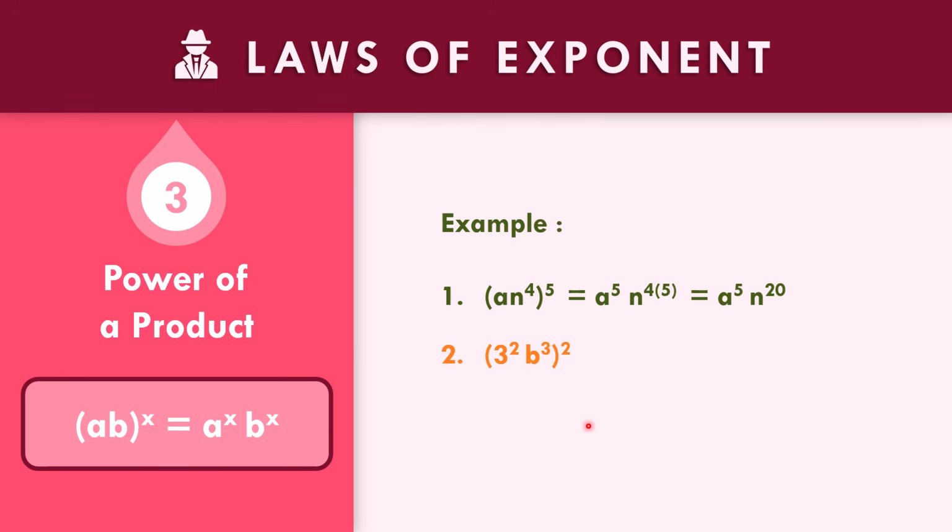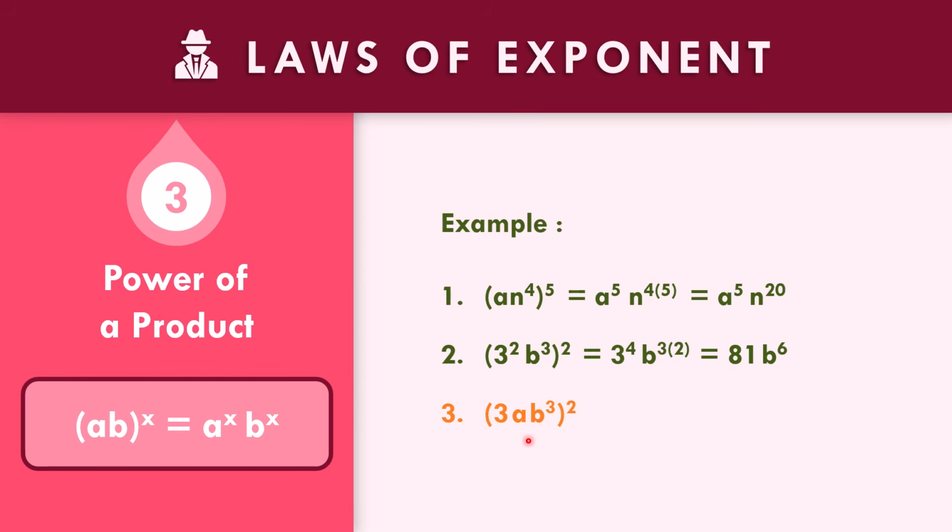How about number 2? The quantity 3 squared times b cubed raised to the 2nd power. So we have different bases, so we need to multiply the exponents. Copy the base 3, and then 2 times 2, that is equal to 4. Copy the base b, and then the exponent 3 times 2. 3 to the 4th power, that is 3 times 3 times 3 times 3, that is equal to 81. While here, 3 times 2, that is equal to b to the 6. So the answer is 81b to the 6.